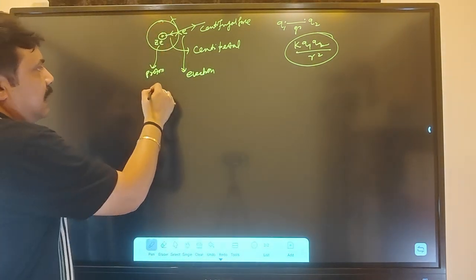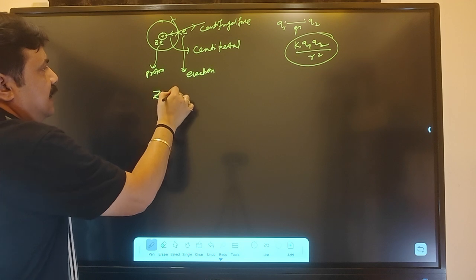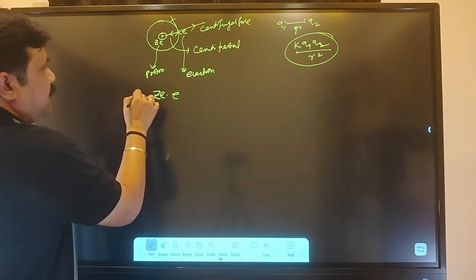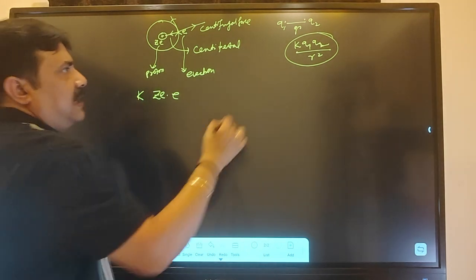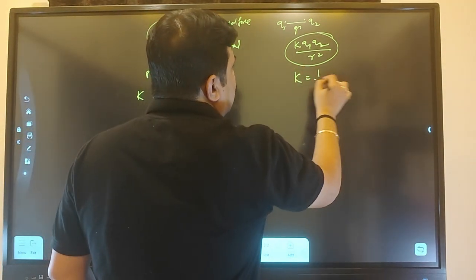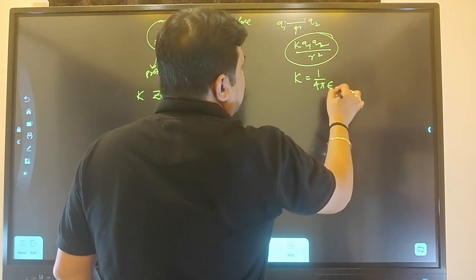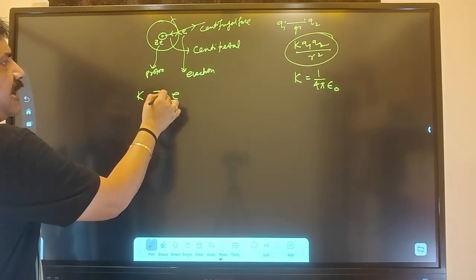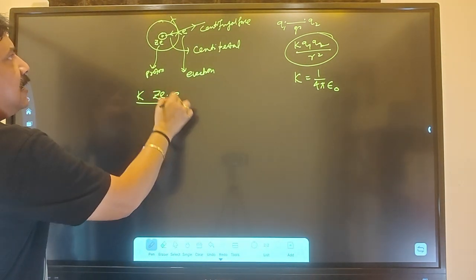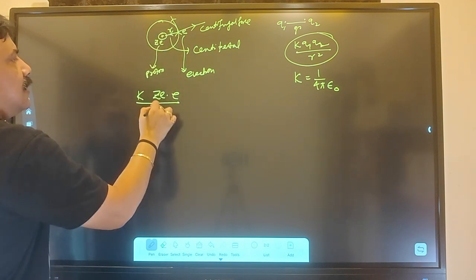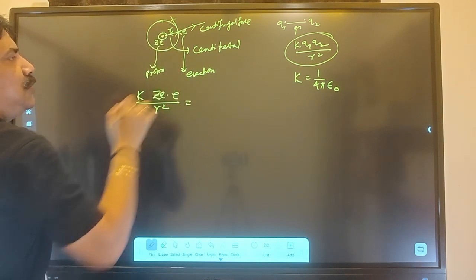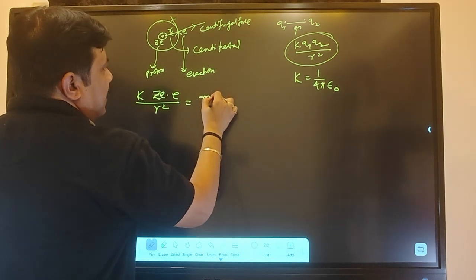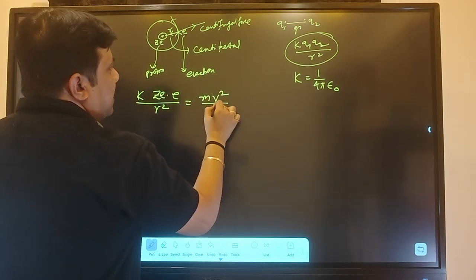Now we are balancing these things. K will be there, which is a constant factor. K equals 1 by 4 pi epsilon naught, where epsilon naught is the permittivity factor. Now K into Ze into e, with distance r between them, by r square, will be balanced by the centrifugal force. Mass of the electron is m, linear velocity is v, so the force is mv square by r.